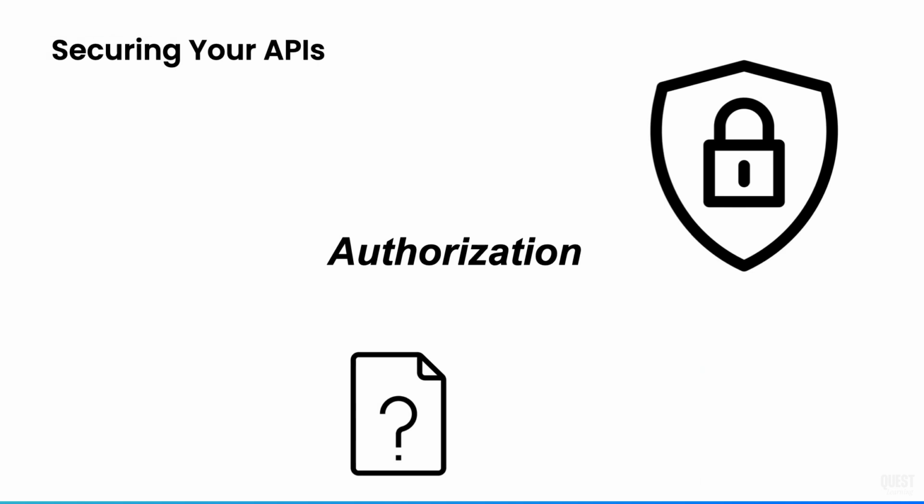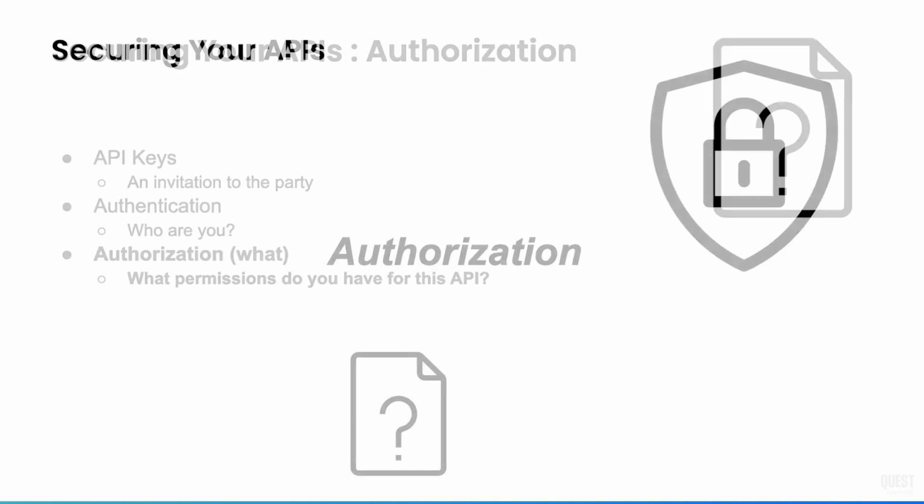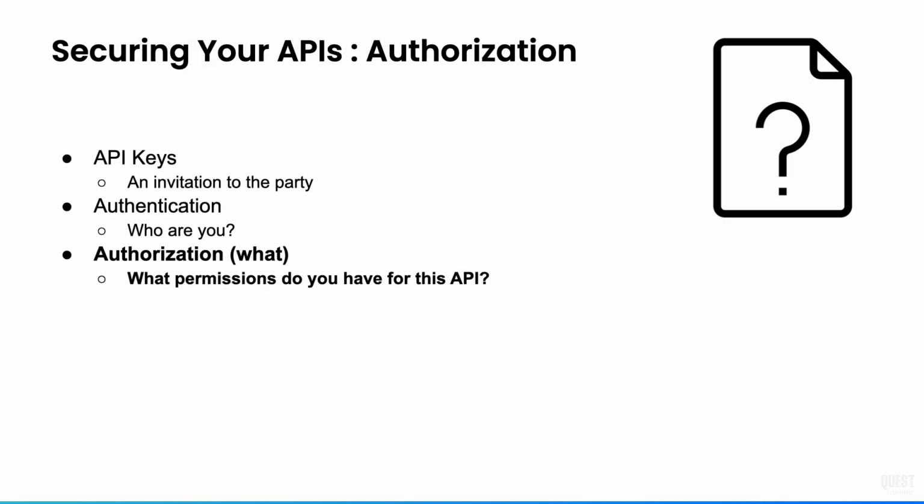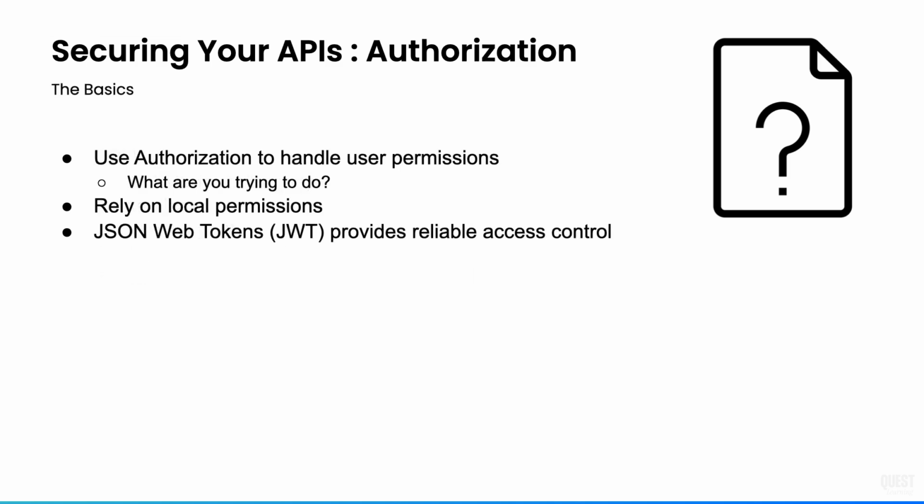Okay, we've talked about API keys and authentication. Now let's talk about authorization. Authorization is the what. What permissions do you have for this API? I know you have an invitation. I know your user identity. What permissions are you assigned? So you can use authorization to handle user permissions, and that gives you a sort of fine-grained control. Yes, you have permissions, you have an invitation, I know who you are, but you're only allowed to read data, not write data. So that can be one example of using permissions.